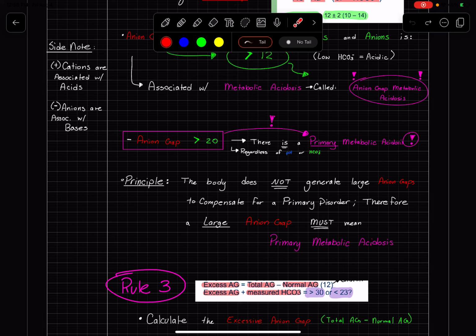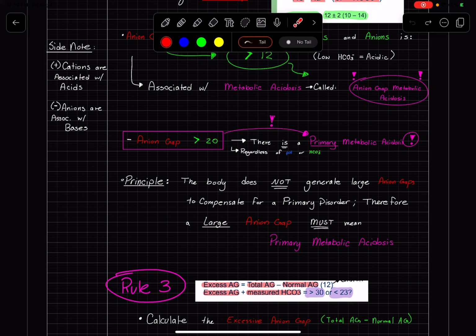Okay, one also very important thing to know is with anion gaps, when we reach a value of more than 20, that means we have a lot of acid. That's a lot. So that kind of, more than 20, hones us in that this process is going to be a primary metabolic acidosis.